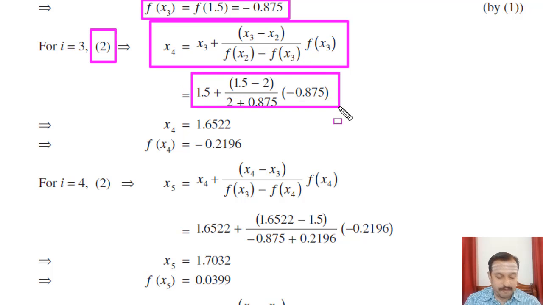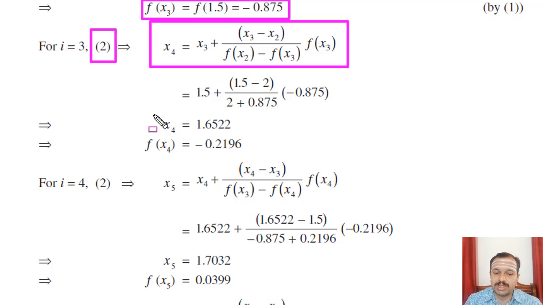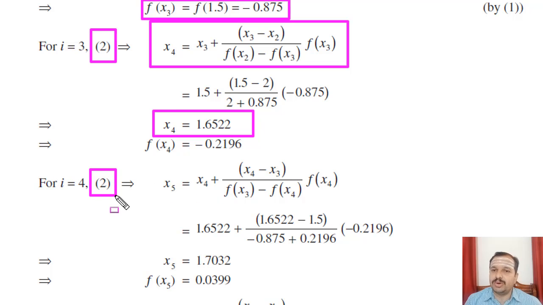And if we simplify this right hand side with our calculator, the value of x4 is equal to 1.6522. We have observed that x3 was 1.5, now x4 is 1.6522. So we have to proceed further. Now we have to use the same formula, which is displayed in equation 2 in the previous slide, with i equal to 4. In the previous it was i equal to 3, now it is i equal to 4.